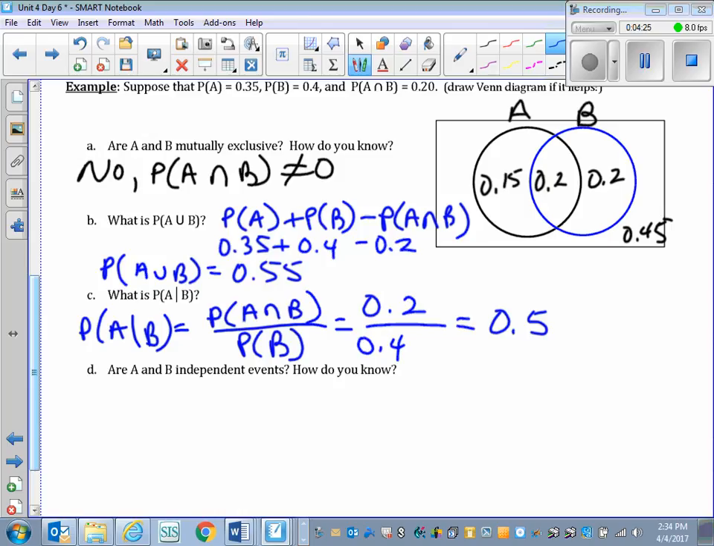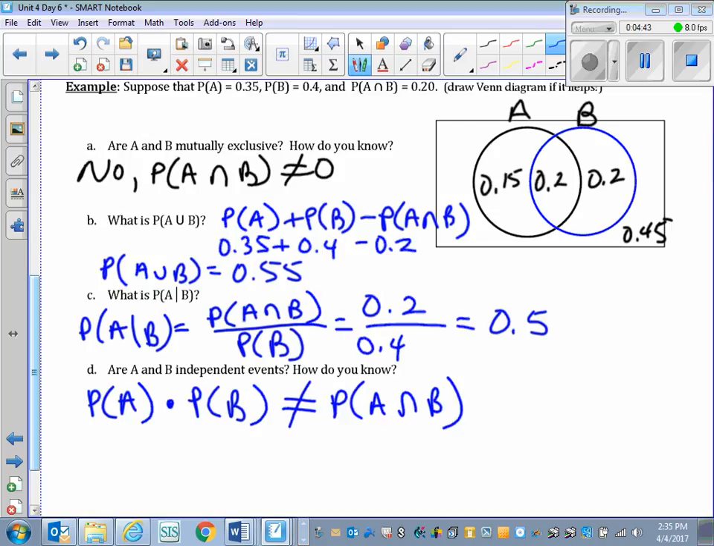So, in terms of independence, are A and B independent? Where if you multiply the probability of A times the probability of B, in this case, it is not equal to the probability of A and B, because 0.35 times 0.4 is not equal to 0.2. So no, they are not independent.